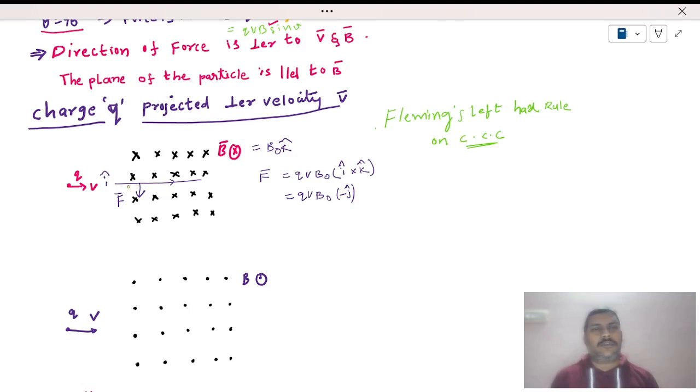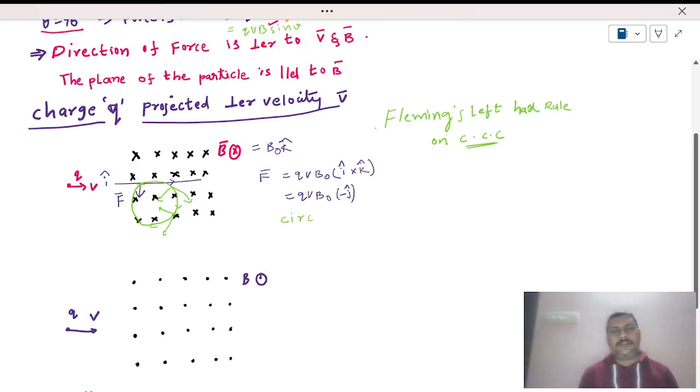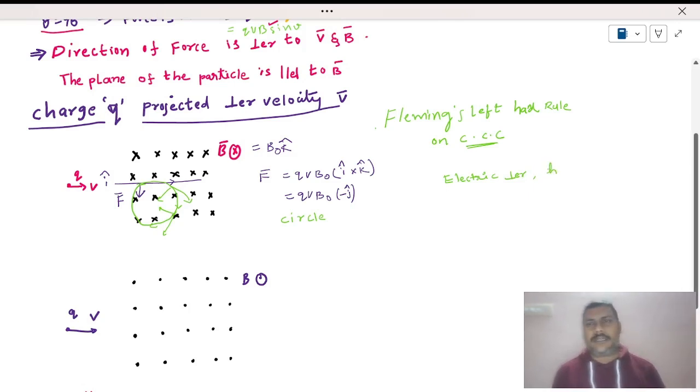Because of this force, when there is a force acting on the particle entering into the field, the path is changed into a circular path. The force is continuously acting, everywhere perpendicular to the motion, so it changes its path into circular. Therefore, when a charged particle perpendicularly enters into the field, the path is a circle. Whereas when the same charged particle enters perpendicularly into an electric field, the path is parabolic.